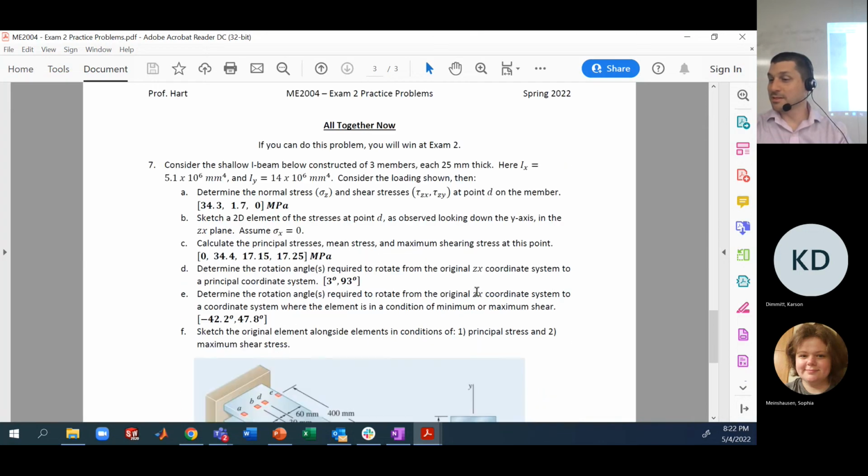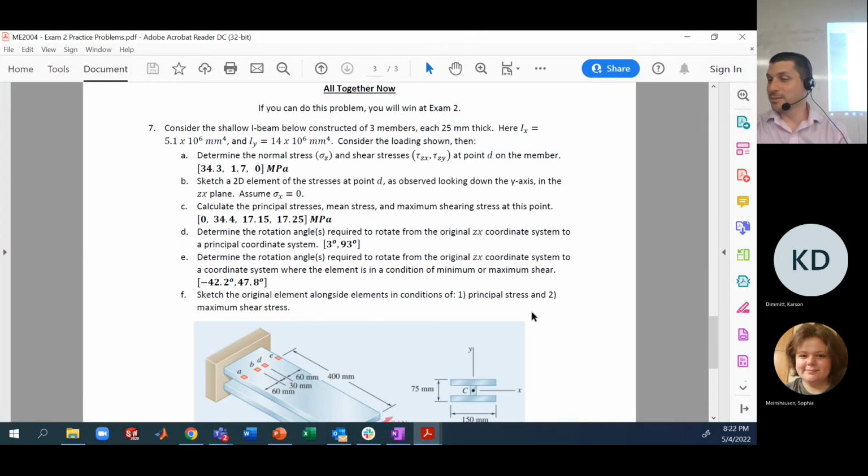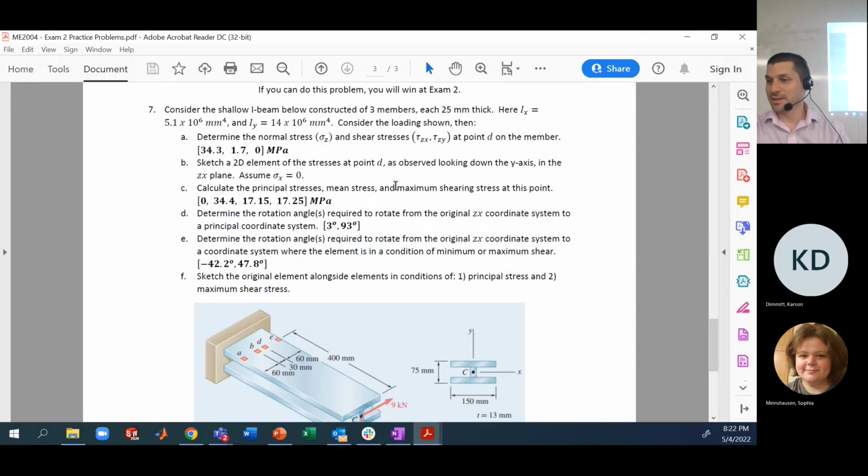All right, so number 7 is the big boy. It's the big dog. Anyone try to tackle this guy? Anyone else? All right, this is just the culmination of kind of everything that we've done.